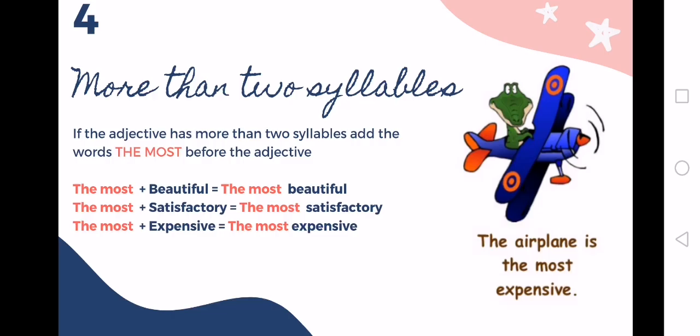And we have more than two syllables. If the adjective has more than two syllables, add the words the most before the adjective. In this case, we say beautiful, satisfactory, expensive. We say the most beautiful, the most satisfactory, the most expensive. Like in the example, the airplane is the most expensive.